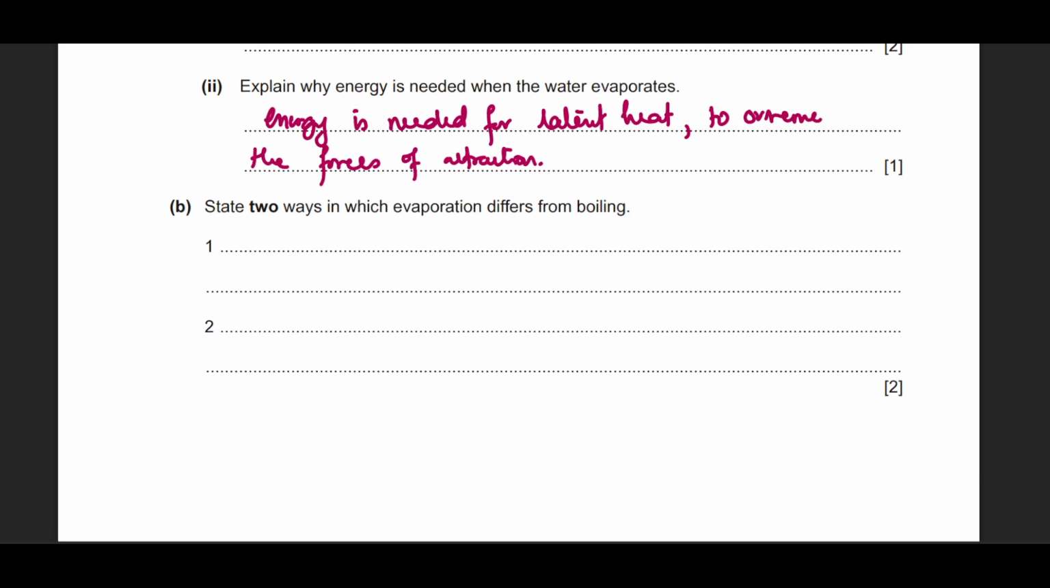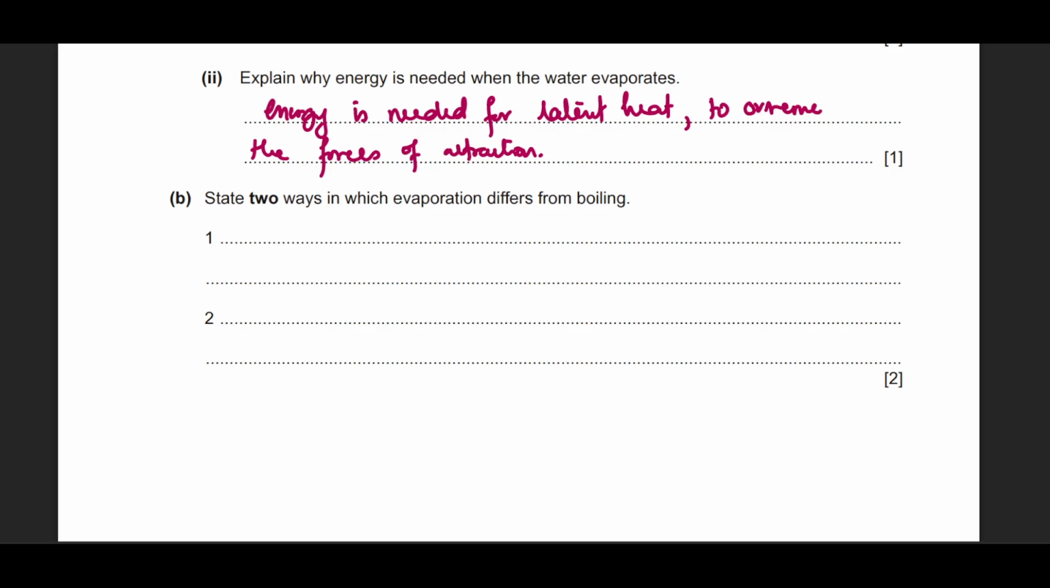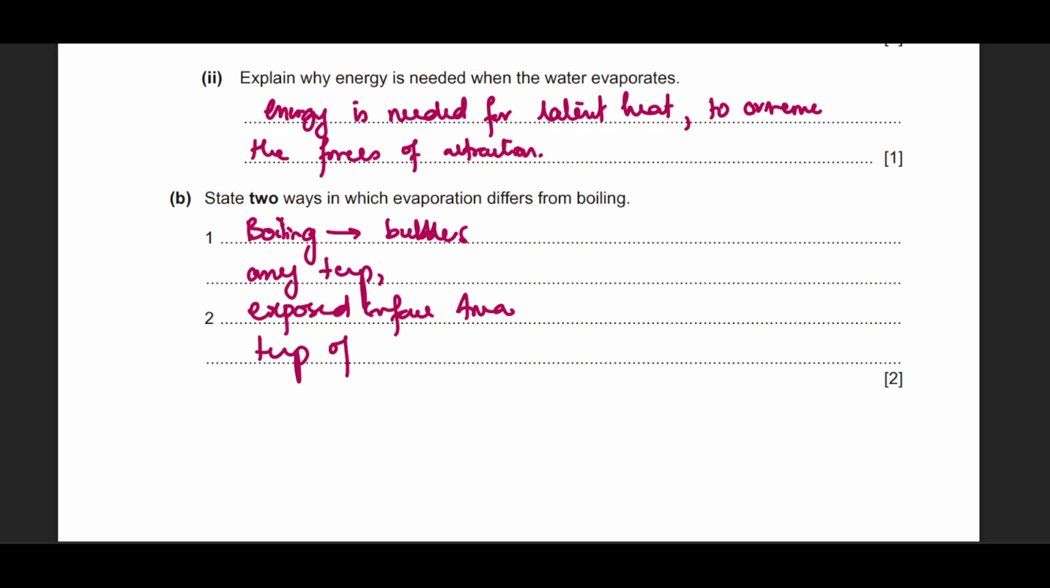Now it says state 2 ways in which evaporation differs from boiling. How is it different? First, in boiling we see bubbles, but in evaporation we don't. That is a visual difference, right? Then evaporation can take place at any temperature. Boiling takes place at a specific temperature. Plus, evaporation is dependent on the exposed surface area. If you increase the surface area, it increases the rate of evaporation. And of course, the temperature of the substance also controls or affects the rate of evaporation.